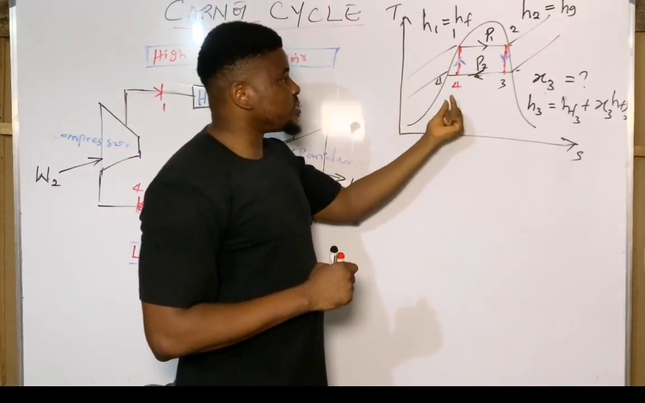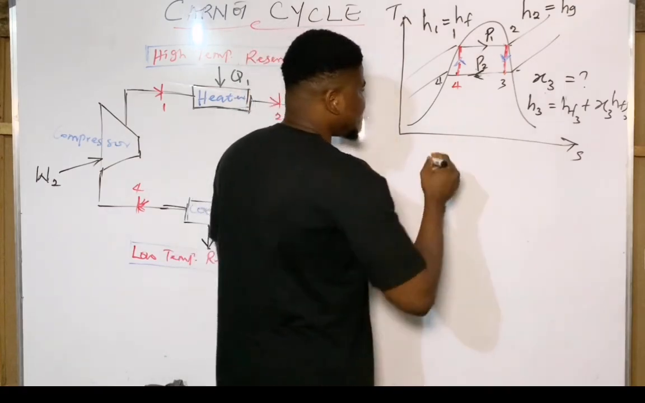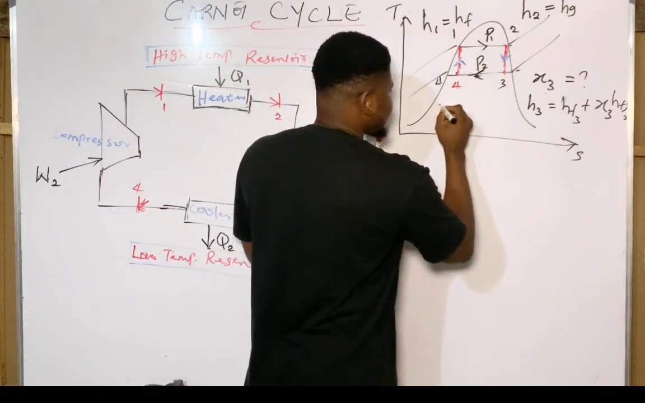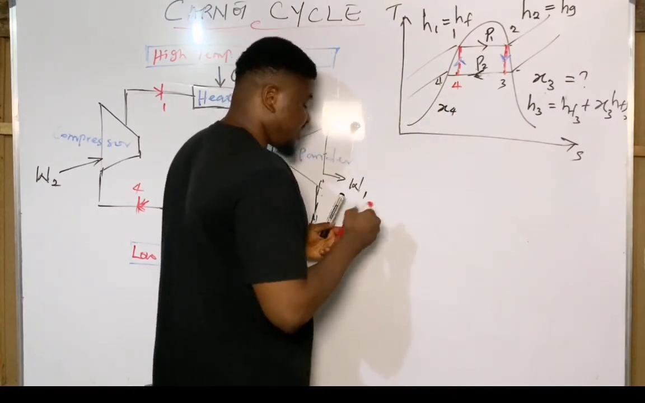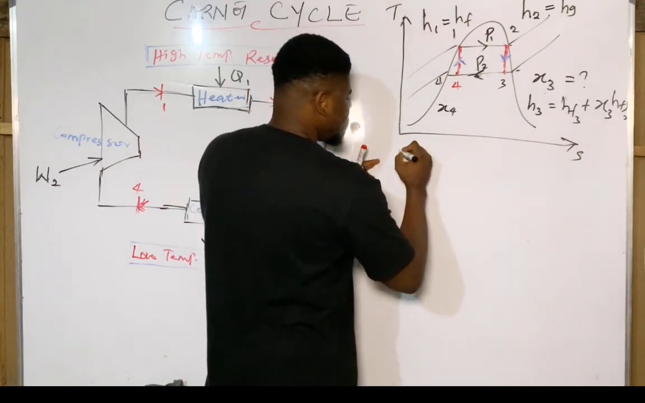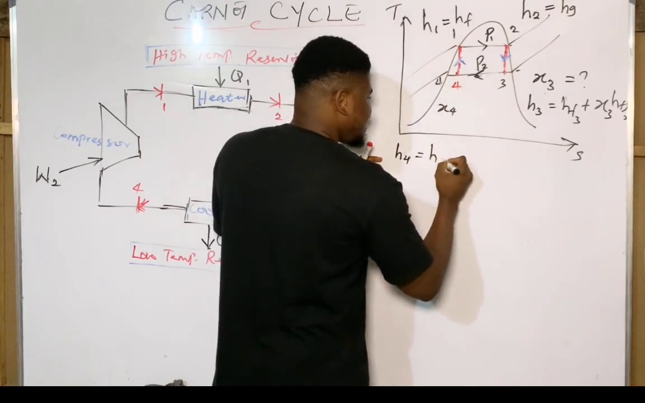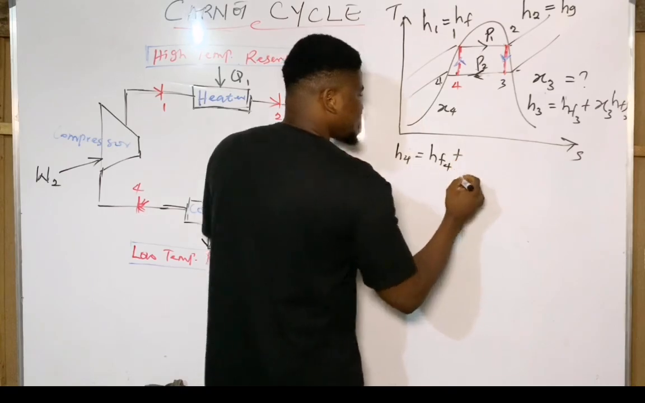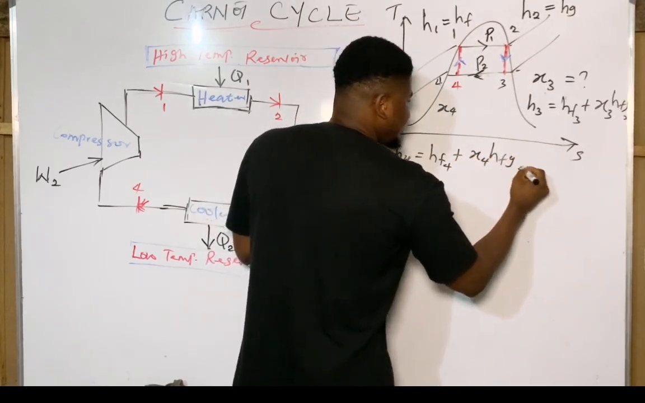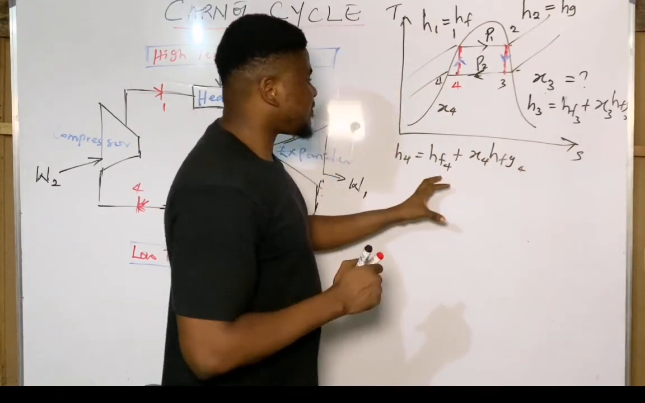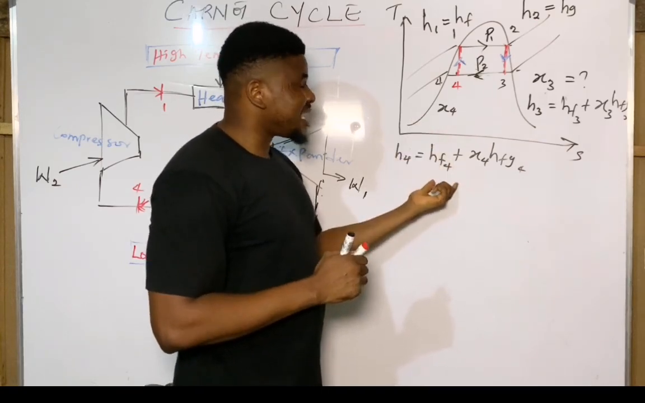State 4 is also between the saturated liquid and vapor line, right? Which means there is a need to find the dryness fraction at this point, x4. With the dryness fraction, we can then compute the enthalpy at that point, which is H4, and H4 is equal to, once again, HF4 plus X4 HFG4. So HF4 gives us the enthalpy at the fluid region at the given pressure.